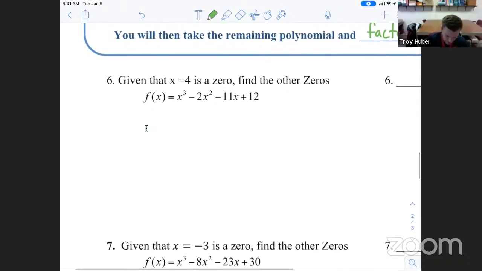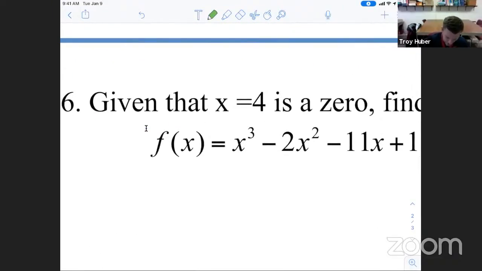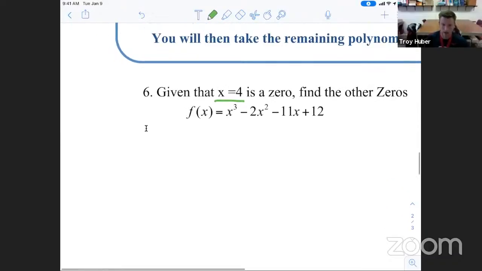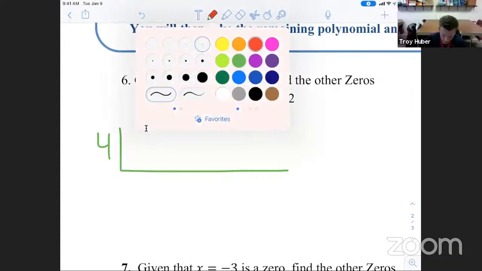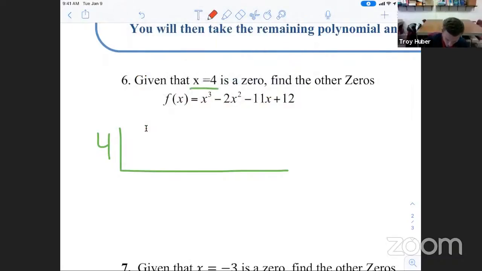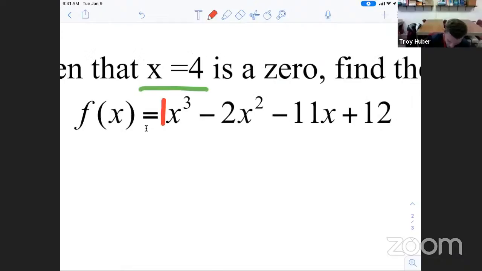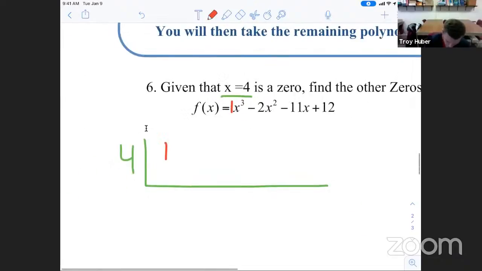All right, so this says, given that x is equal to 4, so we actually don't have to set this equal to 0. Instead, we're just going to write this 4 on the outside of our synthetic division hut. Next, let's write all of our coefficients. So you have 1x to the 3rd, negative 2x squared, negative 11x, positive 12. Notice we didn't skip any. It went x to the 3rd, x to the 2nd, x to the 1st, and then just your constant.